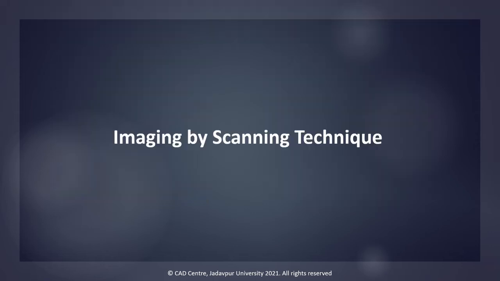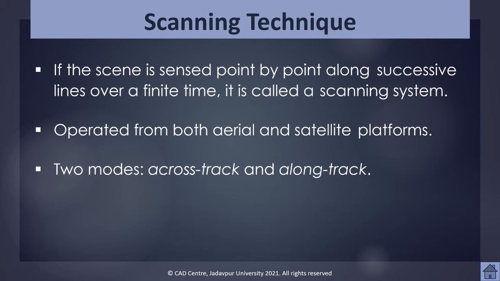Next, let us look in greater detail at imaging by scanning technique. As we have discussed earlier, if the scene is captured point by point along successive lines over a finite time, then it is called a scanning system, and a framing system captures the whole scene in a single instant. It does not require a longer time. But in a scanning system, capturing the entire scene takes a longer time. Scanning techniques can be operated from aerial platforms as well as satellite platforms, as we have discussed earlier. And two modes of scanning are there.